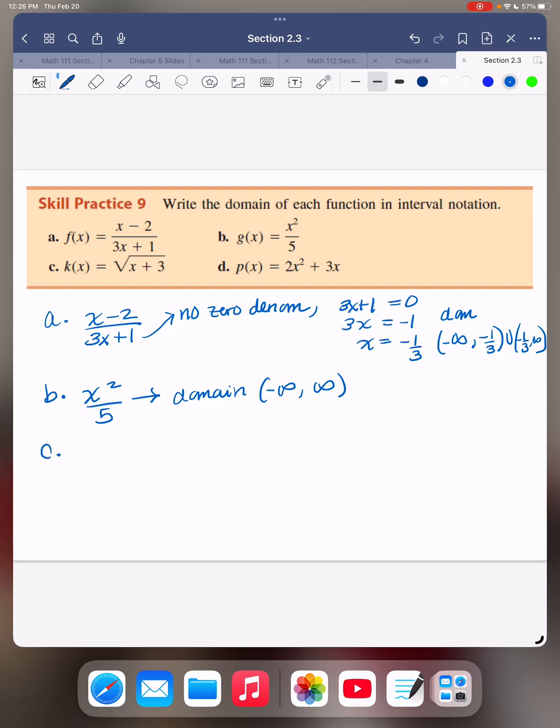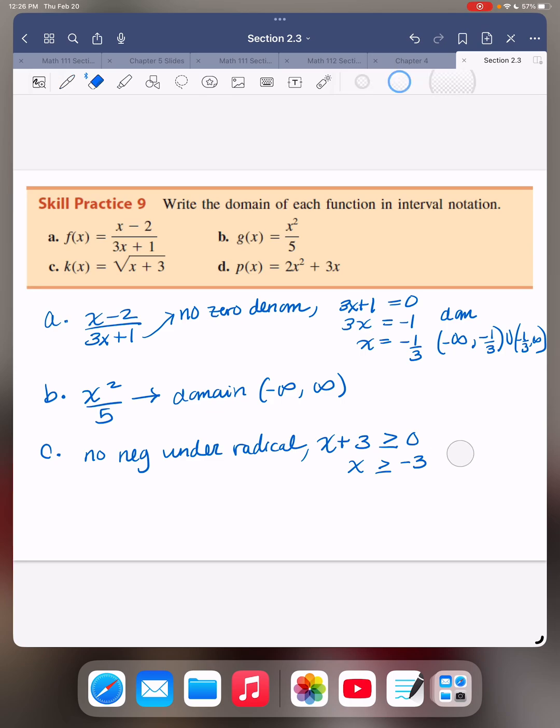But when we look at C, we know that we can't have negatives under the radical. So since I can't have any negatives under the radical, I take what's under the radical and I set it greater than or equal to 0. Remember, 0 is allowed. So x must be greater than or equal to negative 3. So in interval notation, we have negative 3. I can have a bracket because negative 3 is allowed. And I go to infinity because it's greater than or equal to negative 3.